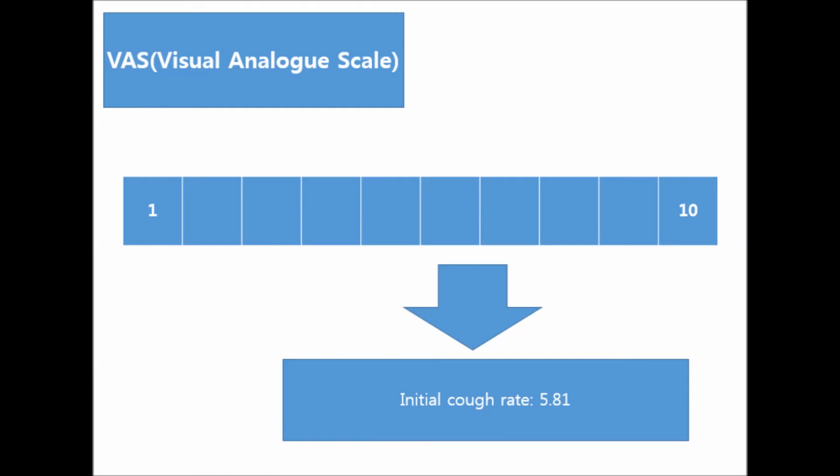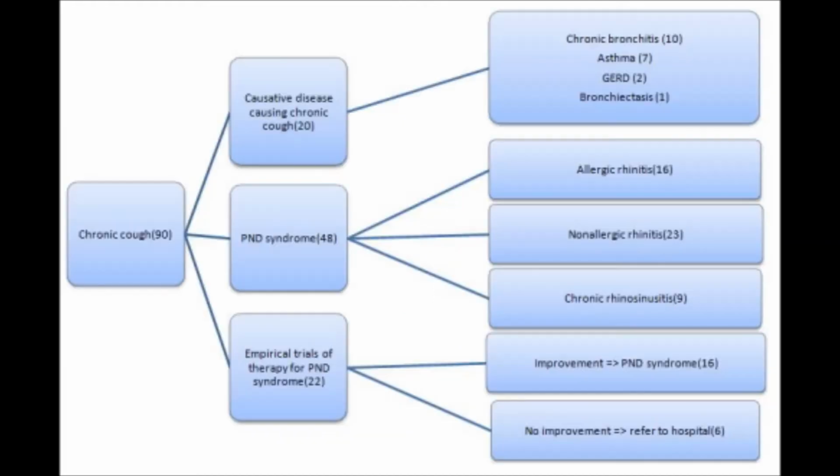VAS was investigated at the first visit on an outpatient basis, and VAS was investigated again 2 weeks after the treatment. The initial cough rate of the patients included in this study was VAS 5 or higher. A total of 90 chronic cough patients were included in this study.